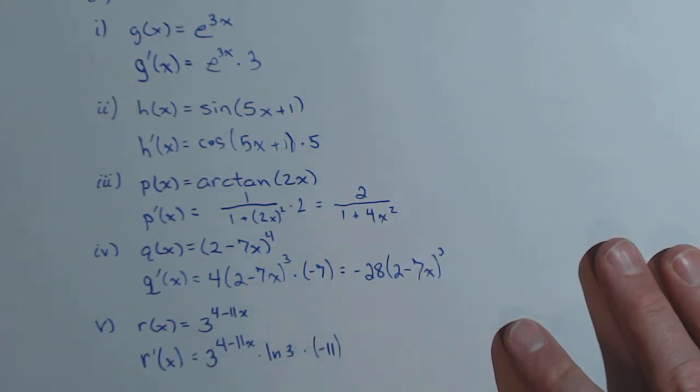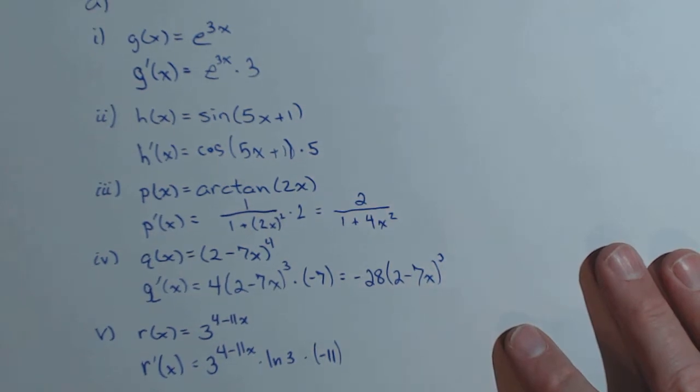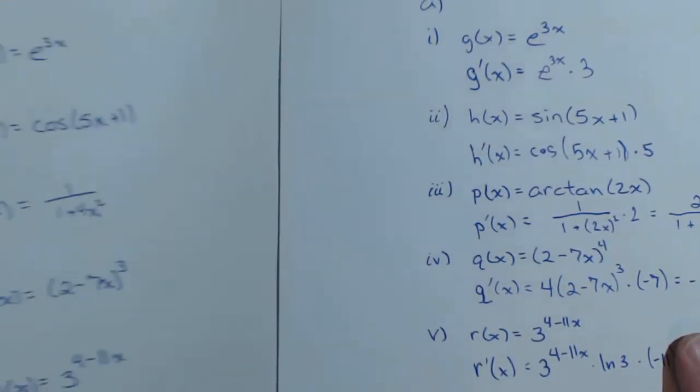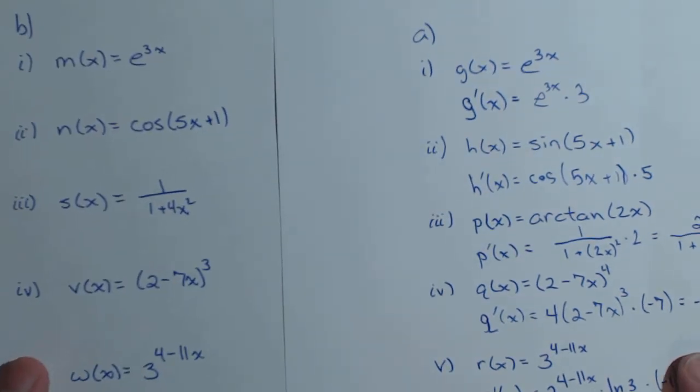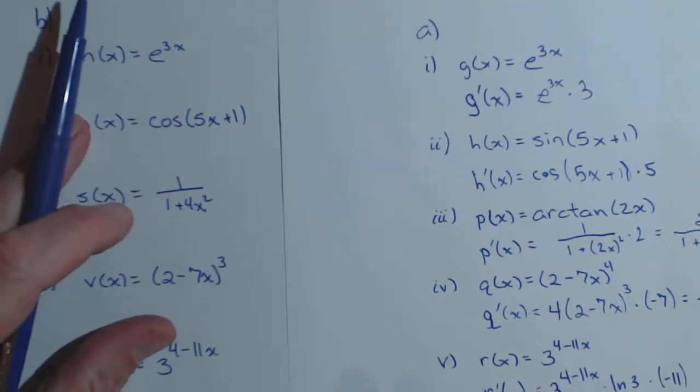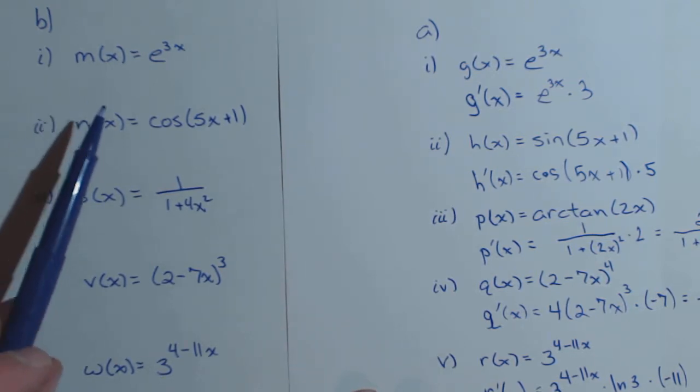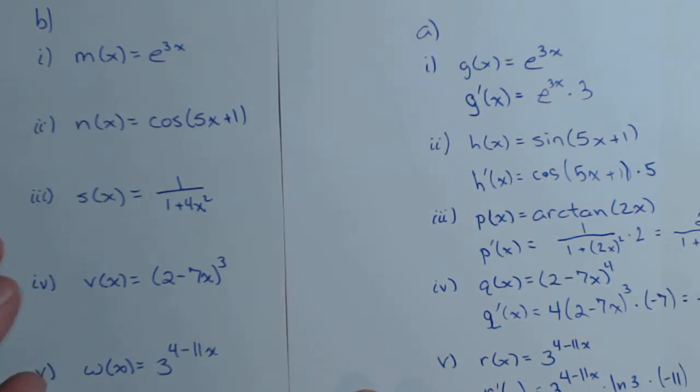So we're going to use the chain rule to work these backwards. But now what we want to do is think about the antiderivatives of these functions. And remember what an antiderivative does. It reverses the process.